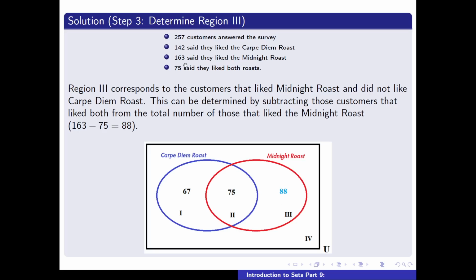So we take the total number of those that like the midnight roast, which was 163, and then we subtract region 2, the cardinality of region 2, which was 75. So 163 minus 75 yields 88. So that's the number of respondents that liked only the midnight roast.